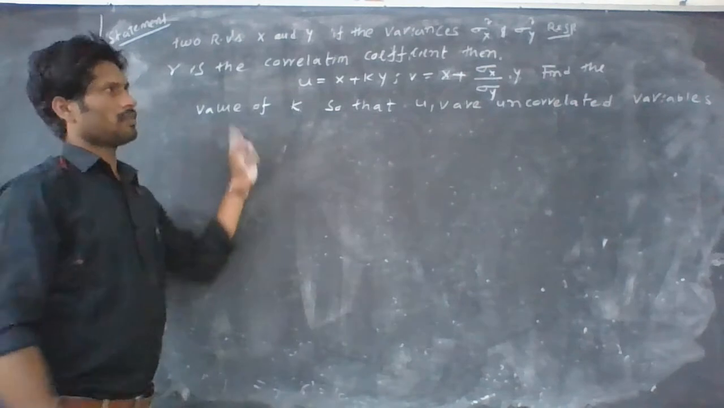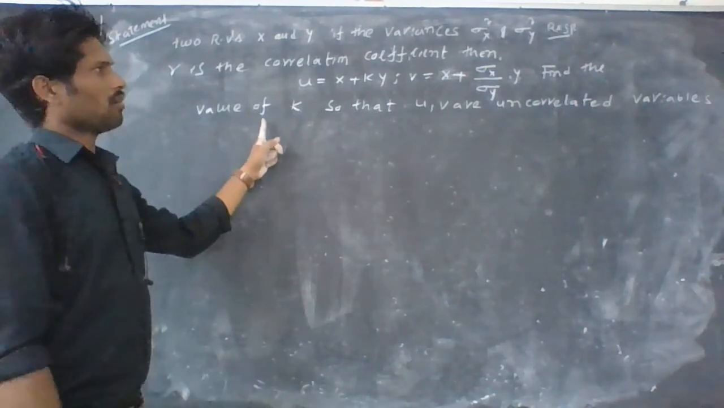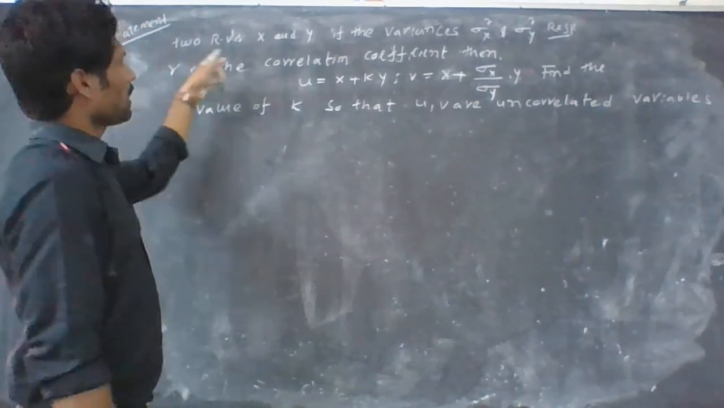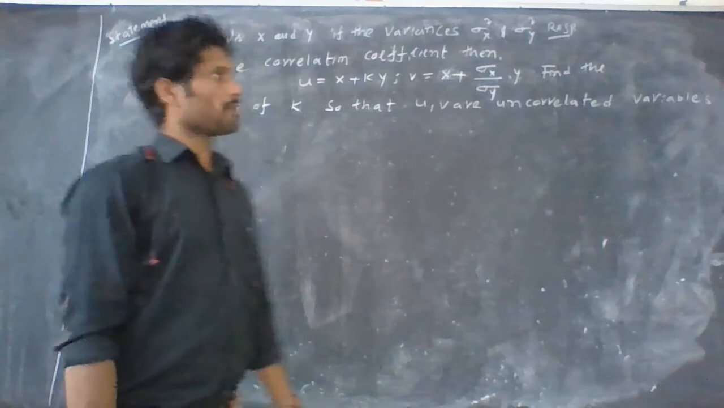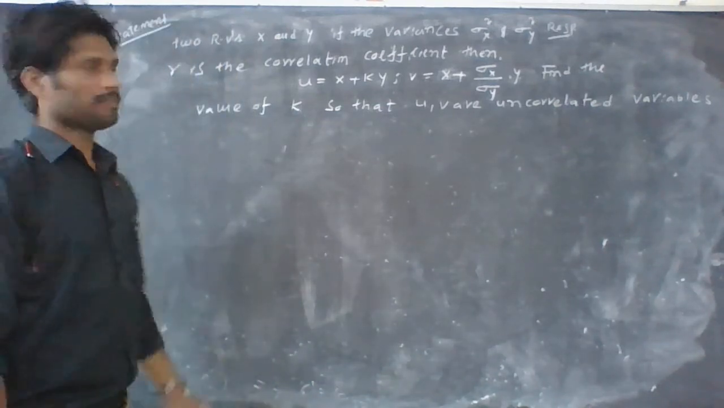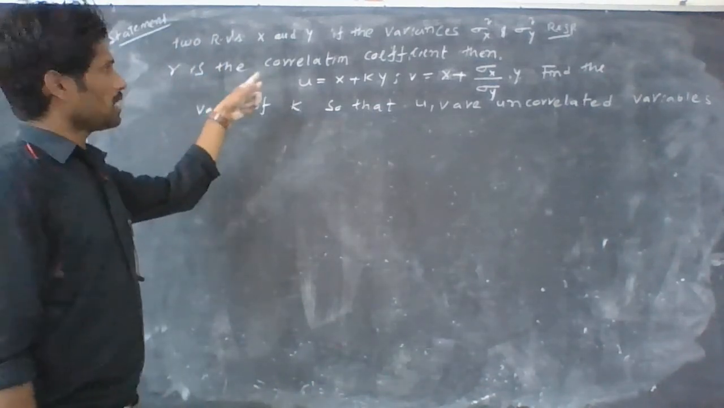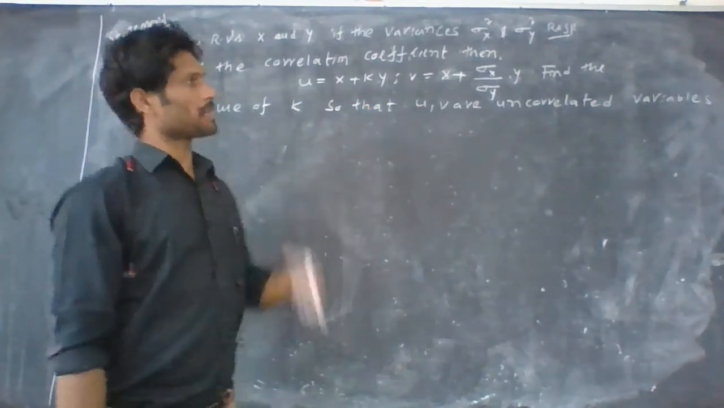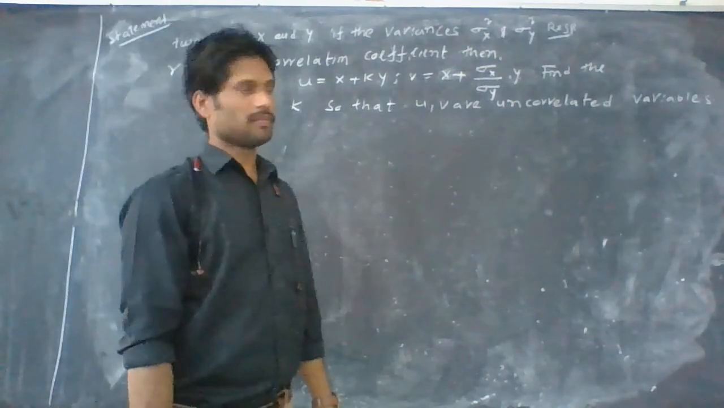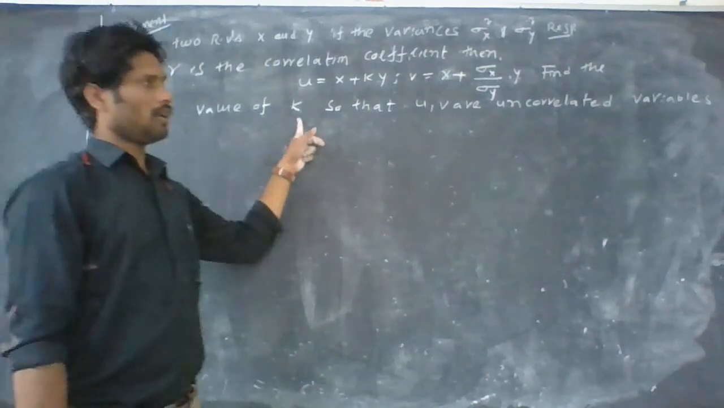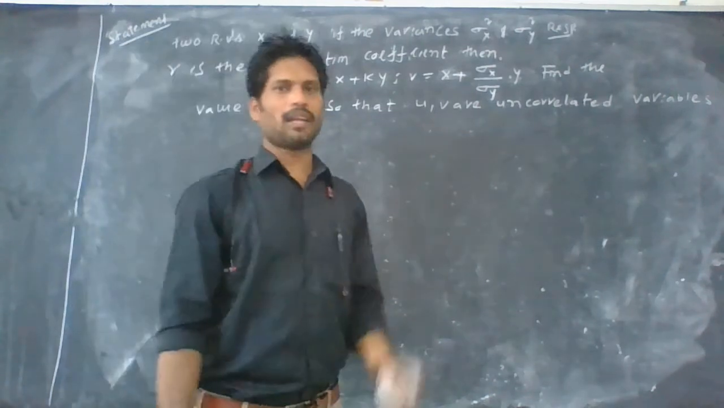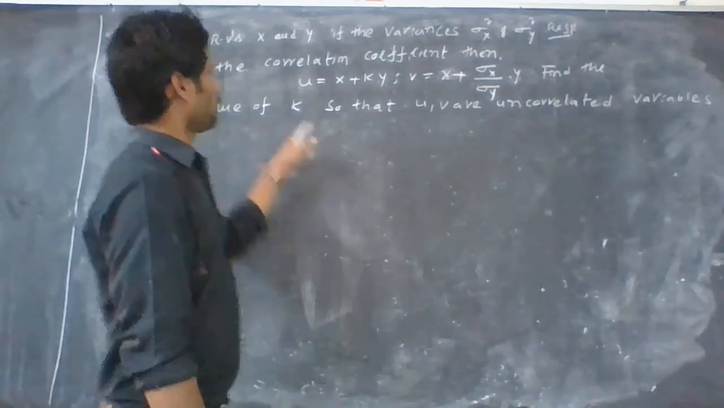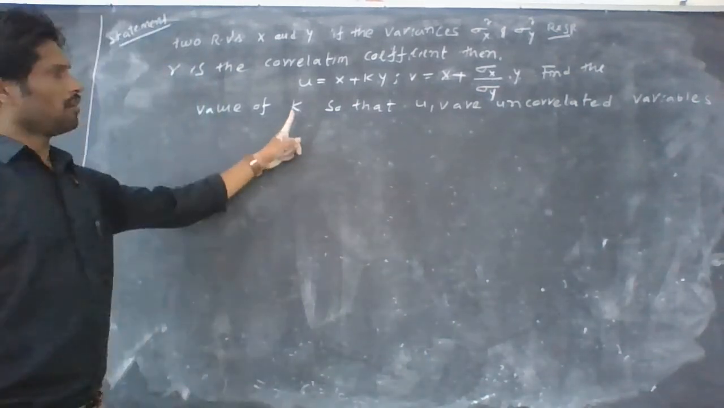We have to discuss an important problem on correlation, unit 1, semester 3. Two random variables x and y have variances sigma square x and sigma square y respectively, and r is the correlation coefficient. Then u is equal to x plus ky, and v is equal to x plus sigma x by sigma y into y. Find the value of k so that u, v are uncorrelated variables. This is the statement. Now we have to find the value of k.